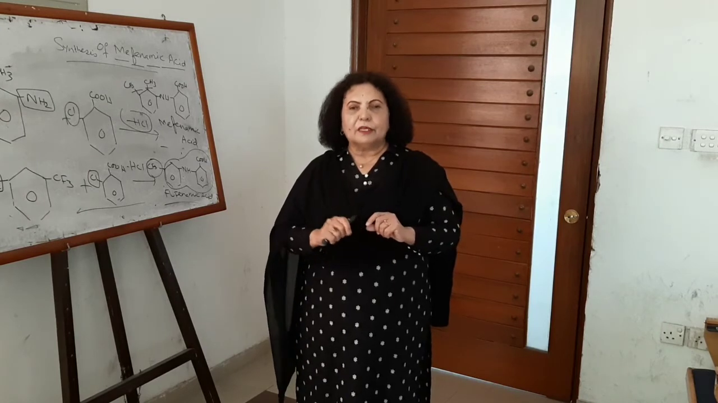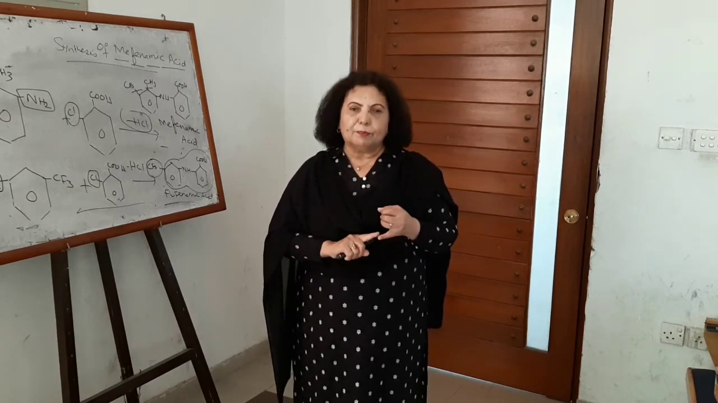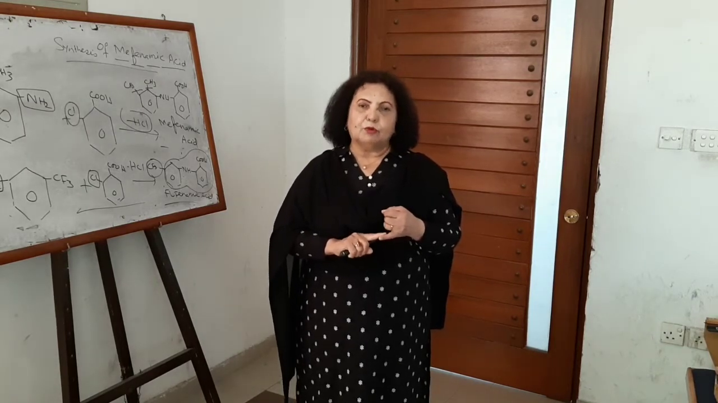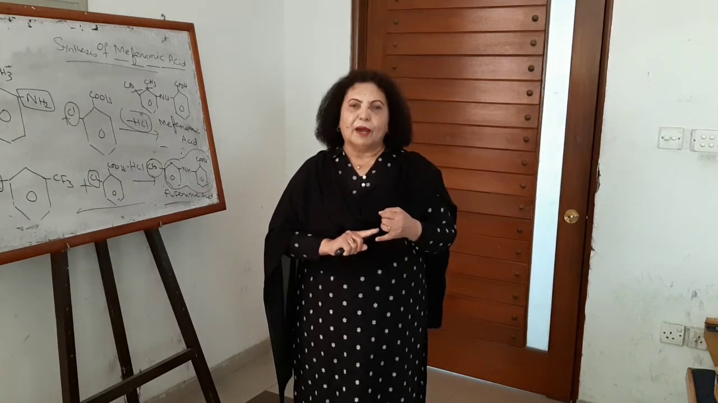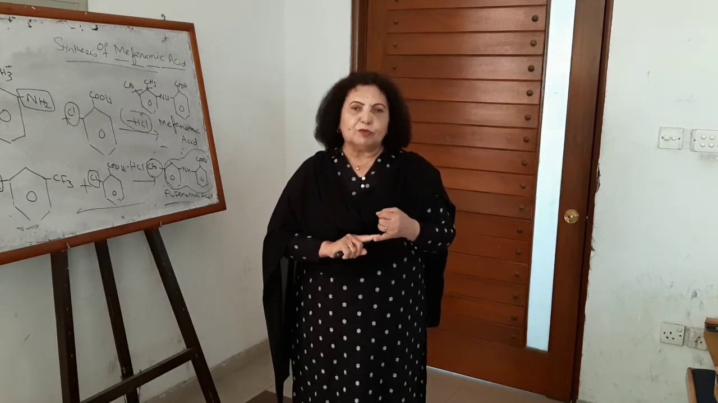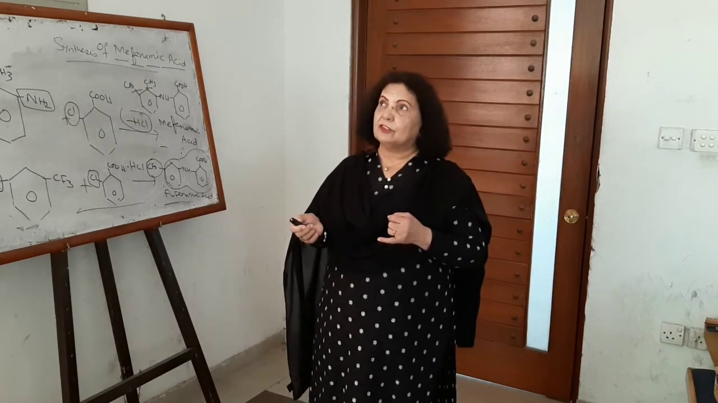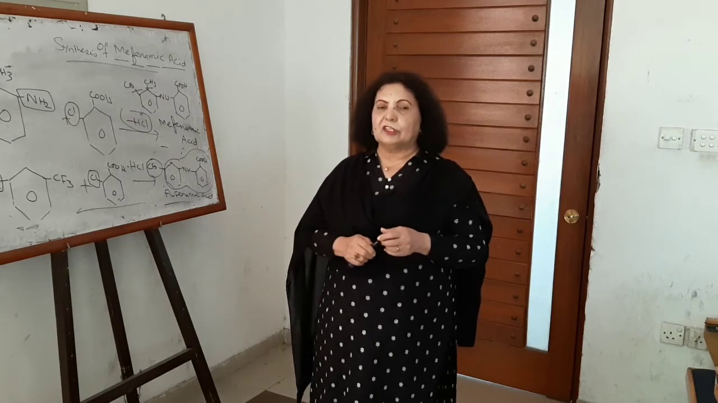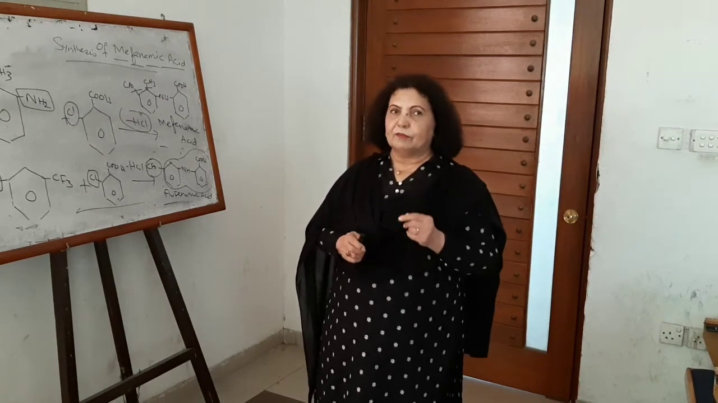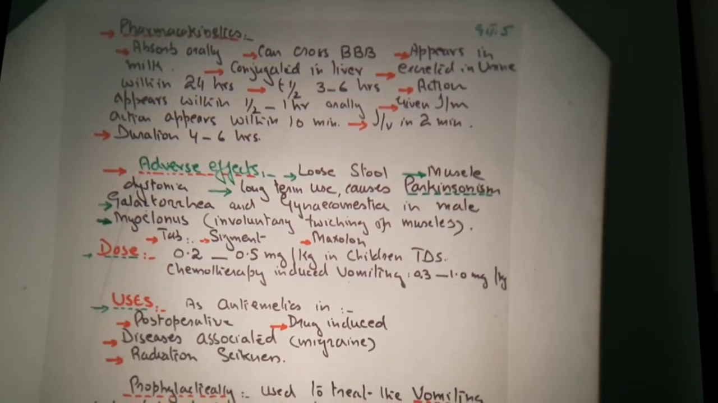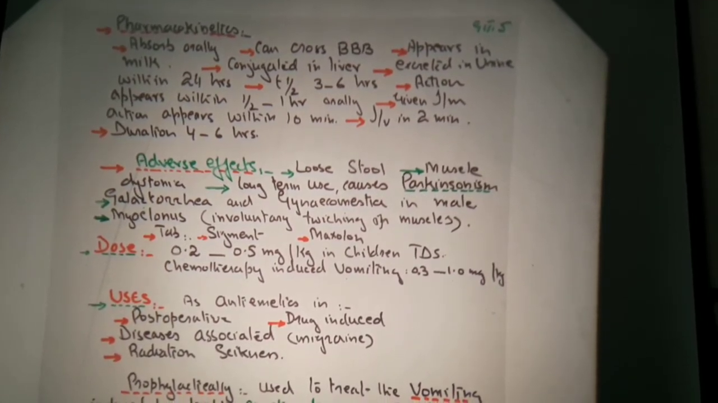In the body, the most important component for the process of conjugation is glucuronic acid. The glucuronides are formed by the process of conjugation, and these glucuronides can be excreted very easily from the body. So these neuroleptic drugs are excreted by conjugation in the liver, and are excreted in the urine within 24 hours. The half-life is 3 to 6 hours.